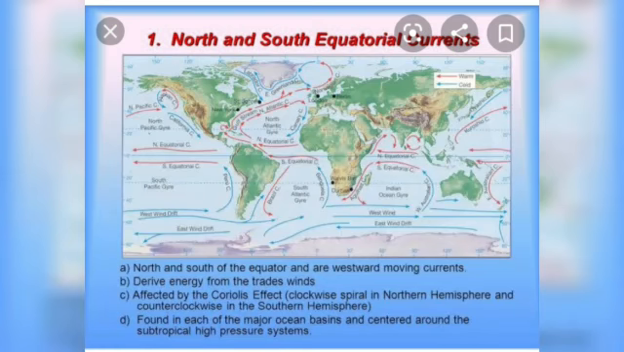North and South equatorial currents. These currents are present on both sides of the equator, and they move westward. They are the westward moving currents. They get their energy from the trade winds that blow into these latitudes, and they are highly affected by the Coriolis effect that occurs clockwise in the northern hemisphere and anti-clockwise in the southern hemisphere. They are found in the major ocean basins all around the subtropical high pressure systems, centered upon these systems.